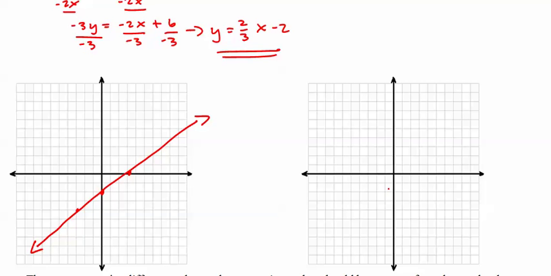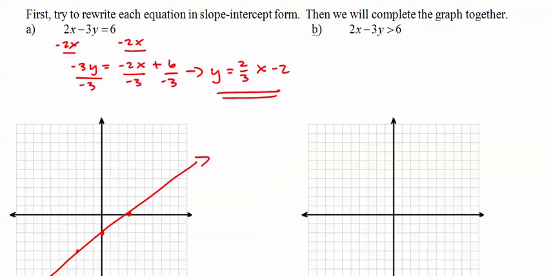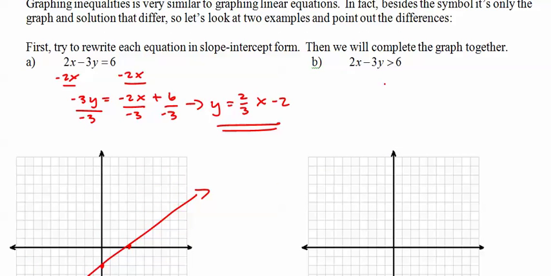And over here, it's the same thing, except as you go through the process, we get negative 3y is greater than negative 2x plus 6. You might say, hey, we just added or subtracted by negative. It only matters if it's multiplying or dividing. Y is less than 2/3 x minus 2.